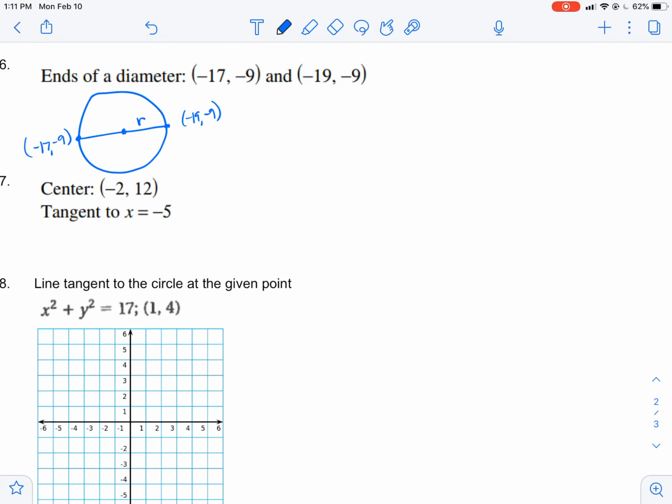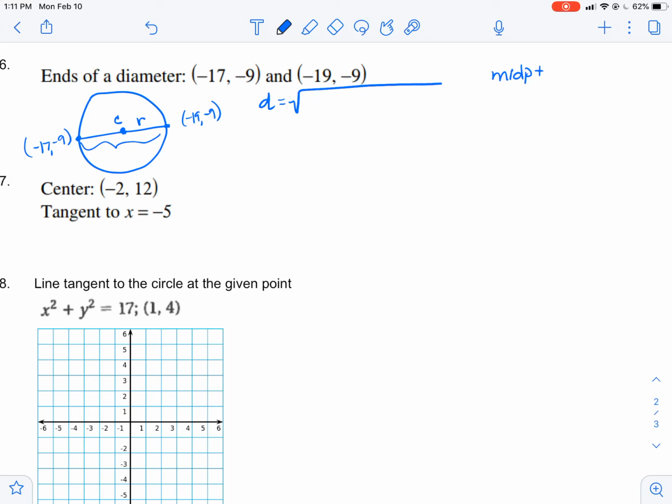I'm going to need the radius, which in this case is going to be half of the diameter. So I can use the distance formula and find the length of the diameter. And then I also need the center of the circle, which is going to be halfway between the two, or the midpoint of the two. So I've got two things to find here, the length of that diameter, and the midpoint. So let's go ahead and get started.